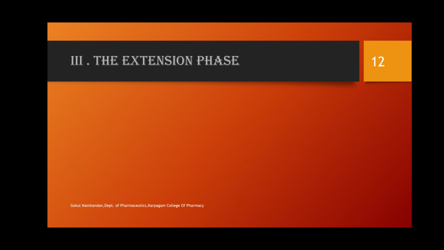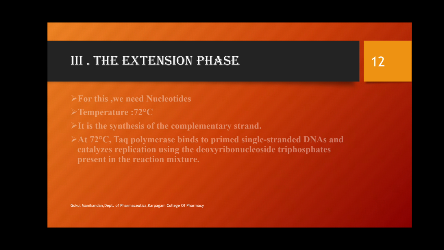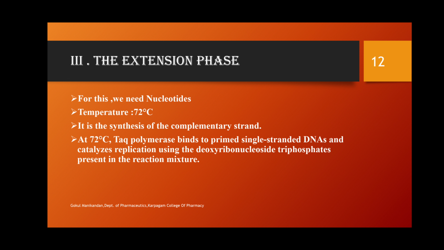The next phase is known as the extension phase. For this phase, of course, we need nucleotides. In this phase, again, we raise the temperature to 72 degrees Celsius so that the Taq polymerase extends the primers, synthesizing new strands of DNA.